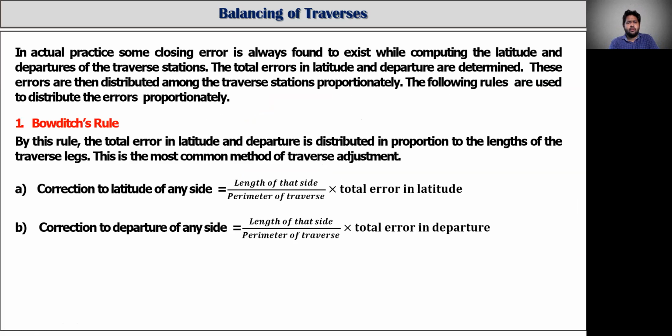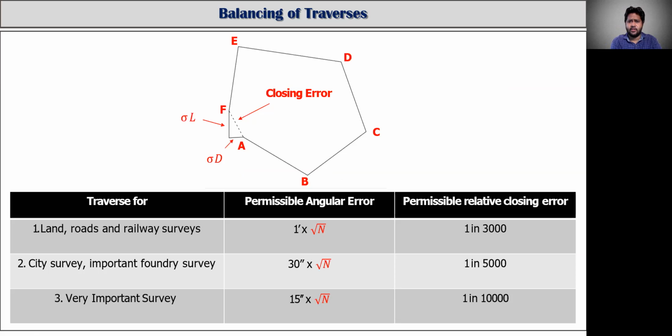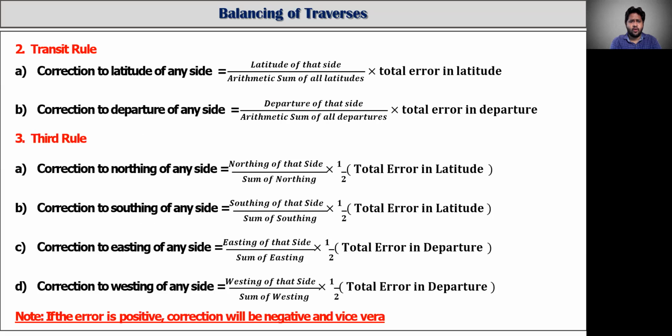This relates to closed traverse and open traverse. If you want to correct this, there is the transit rule, the Bowditch rule and so on. There are formulas according to which we need to correct the latitude errors and departure errors. So one example I will show you.